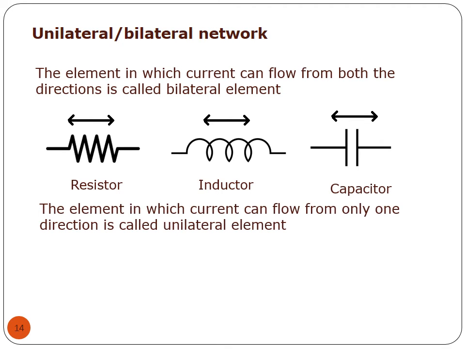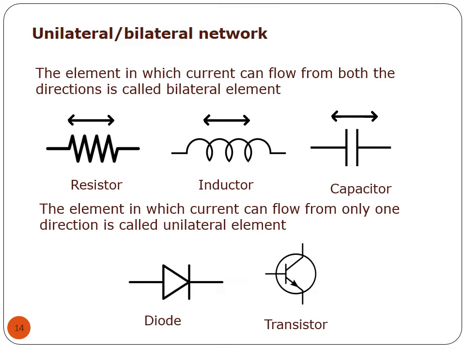The element in which current can flow in only one direction is called a unilateral element. So here current flow is possible in only one direction. If you take the examples of diode and transistor, in a diode the current can flow only from the positive side to the negative side. So when the diode is in forward bias condition, the current is possible, so it is only in one direction. In the transistor also the current can flow in one direction, so that's why both are under the category of unilateral element.